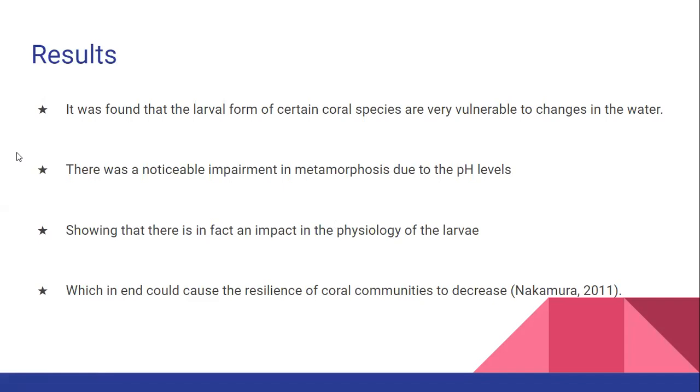Results. It was found that the larval form of certain coral species is very vulnerable to changes in water. There's a noticeable impairment in metamorphosis due to the pH levels. It was statistically significant, showing that there is in fact an impact on the physiology of the larvae, which in the end could cause the resilience of coral communities to decrease because survivorship is not very high.